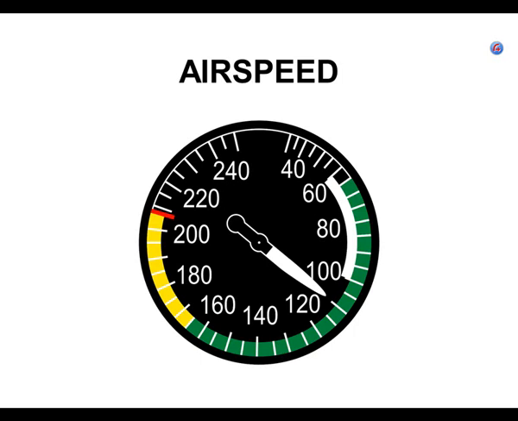The white arc is what is called the flap operating range. And here's what's important about that. First of all, when you put the flaps on, if you're going too fast, you can damage the flap. What this allows you to do is stall at 60. If you didn't have any flaps on at all, your stall would be 65. So one of the functions of flaps is to lower the stall speed, give you more lift.